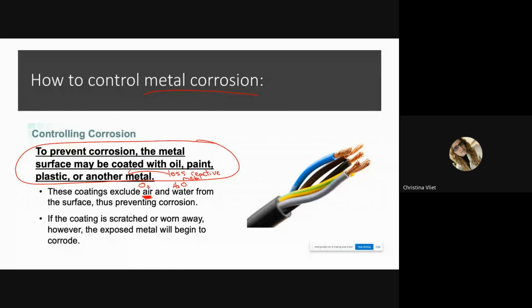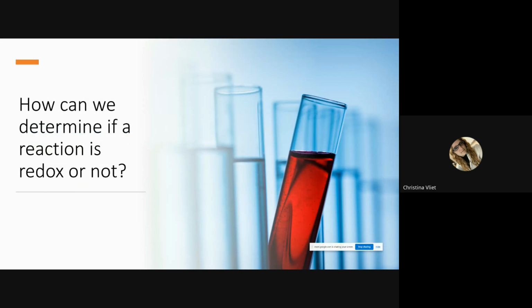So I'm going to go ahead and go to the last thing you need to know, which is how do we know if a redox reaction is going to happen or not? Because some chemical reactions are redox, and some of them are not redox. And so this is the final question. How can we determine if a reaction is redox or not? Like, is this a redox reaction or is this not a redox reaction? So go ahead and write that question down.